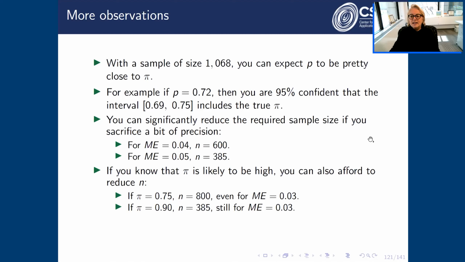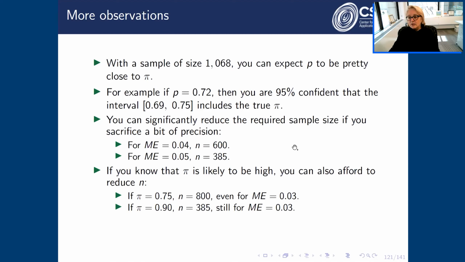So how do I save if I don't have the budget to draw a sample of size 1,000? Well, I could, for example, sacrifice a little bit of precision. So instead of 3%, I was willing to go down to plus or minus 4%. That cuts my sample size to 600. And if I was willing to live with a 5% margin of error, that cuts my sample size to 385.